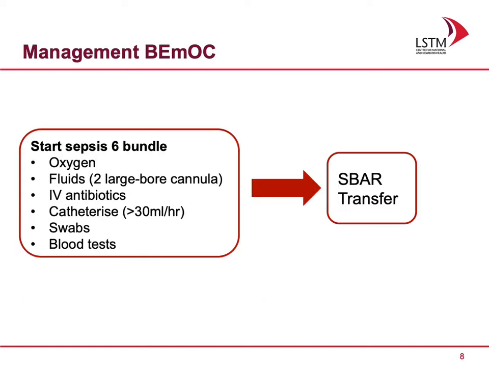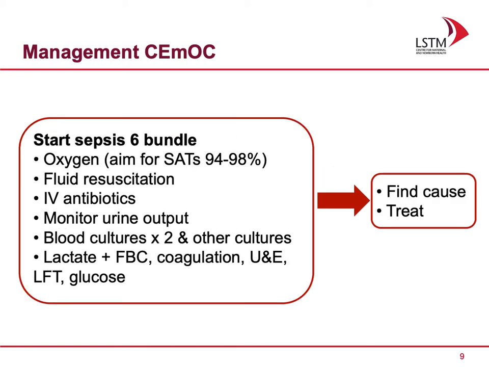So if you're in a basic emergency obstetric care facility, start as much of the Sepsis 6 bundle as you can, and then transfer the patient to a comprehensive facility, having constructed an SBAR transfer, so situation, background, assessment and recommendations. And we've spoken about those in other lectures. But do as many of the Sepsis 6 bundle as you can.